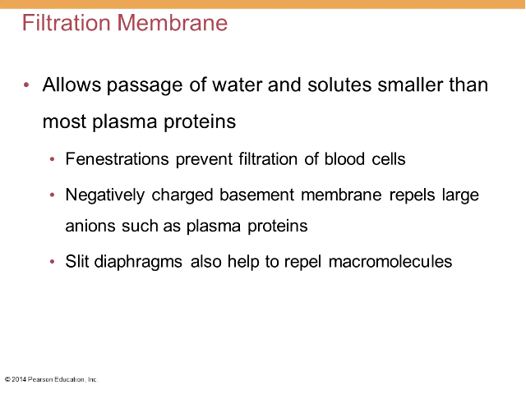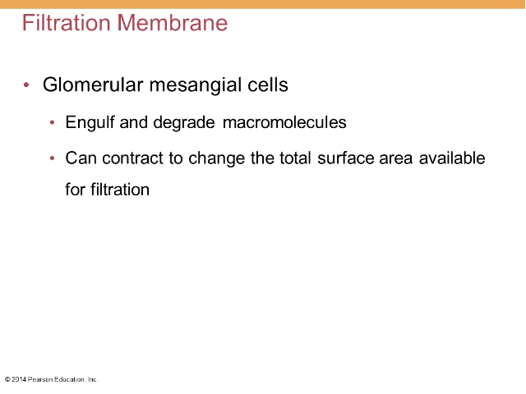Now the filtration membrane allows passage of water and solutes smaller than most plasma proteins, but it prevents filtration of red blood cells. So the red blood cells stay in the afferent arterioles, and the negatively charged basement membrane repels large anions, such as the plasma proteins. So it keeps the larger plasma proteins in. It doesn't take everything out, but it leaves some things in. And the slit diaphragms also help to repel other macromolecules. So it's really just taking out water and solutes smaller than those plasma proteins.